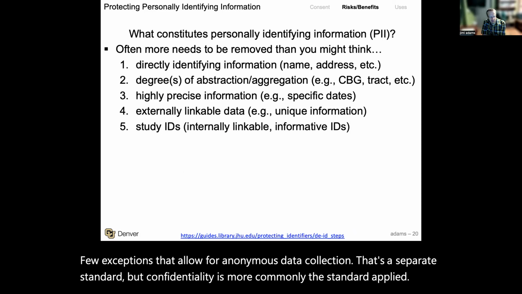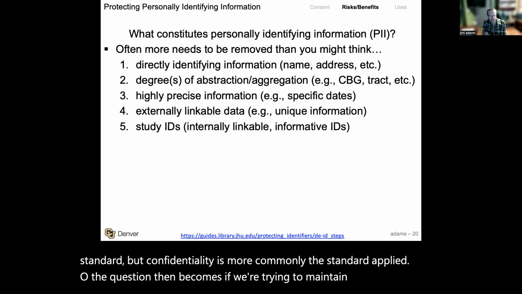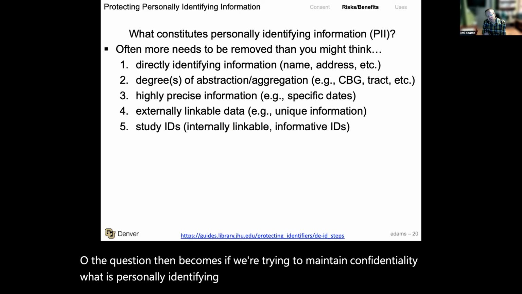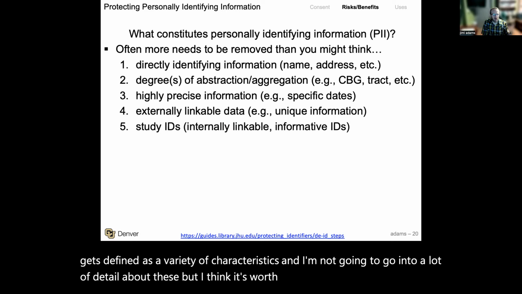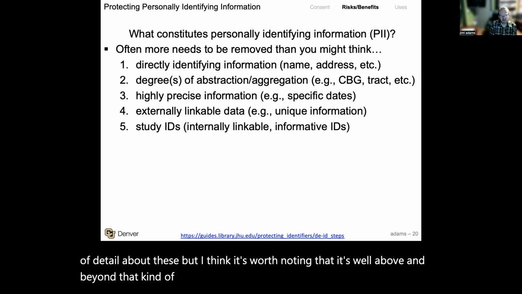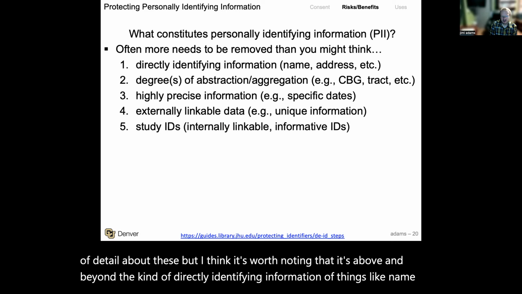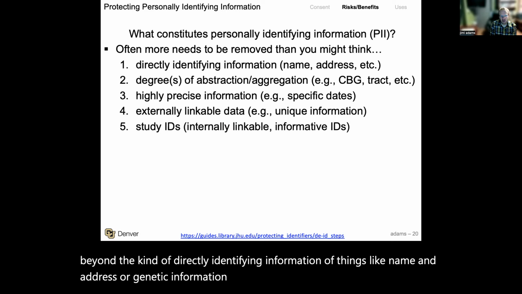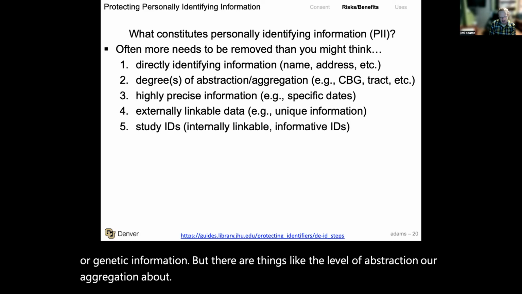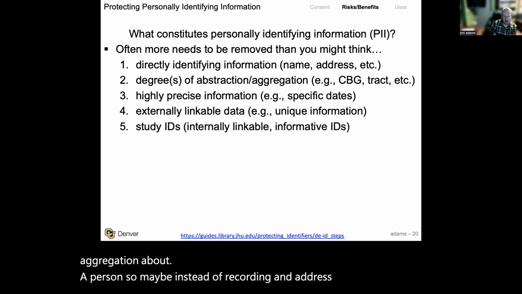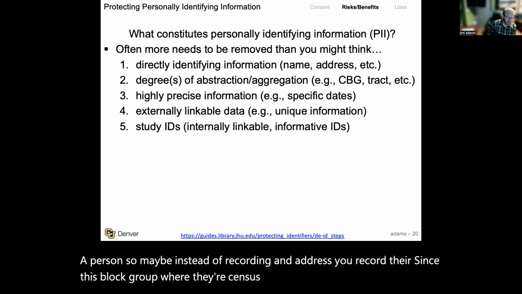So the question then becomes, if we're trying to maintain confidentiality, what is personally identifying information? Generally, this gets defined as a variety of characteristics, and I'm not going to go into a lot of detail about these, but I think it's worth noting that it's well above and beyond directly identifying information like name and address or genetic information. But there are things like the level of abstraction or aggregation about a person. So maybe instead of recording an address, you record their census block group or their census tract or something, even a higher level of aggregation. Highly precise information often can be identifiable in particular ways.